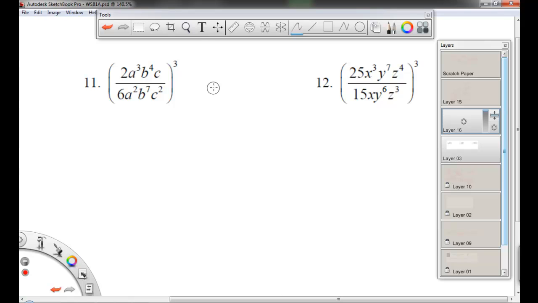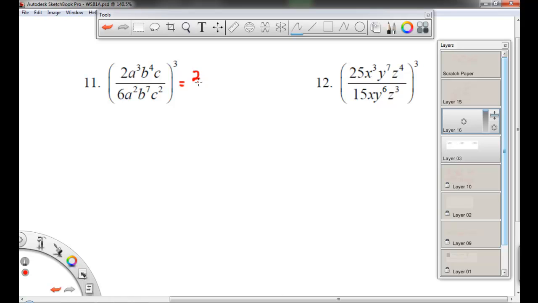The last problem that we'll do is number 11. You can see that inside of it we have a monomial divided by a monomial, but it's also raised to a power. So what we do with this one, we treat it like we did number 9. We're going to simplify the division of the monomials inside, and then we apply the power rule. So let's ignore the power rule and just concentrate on what we have here.